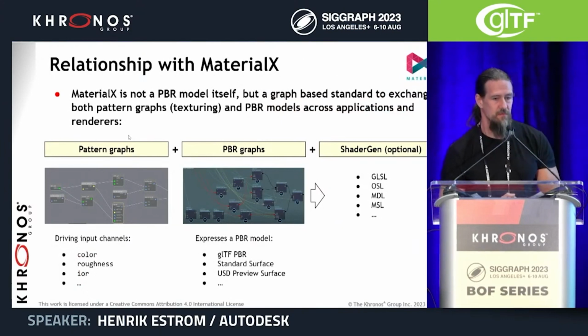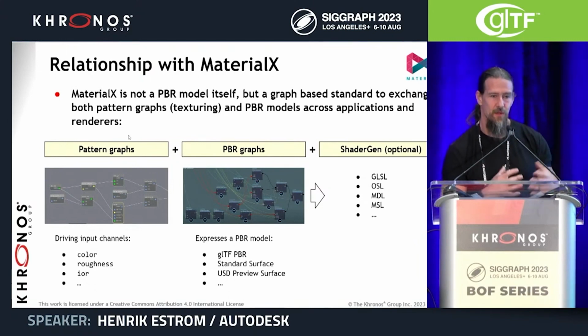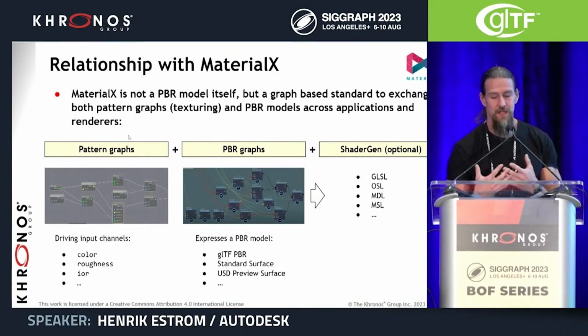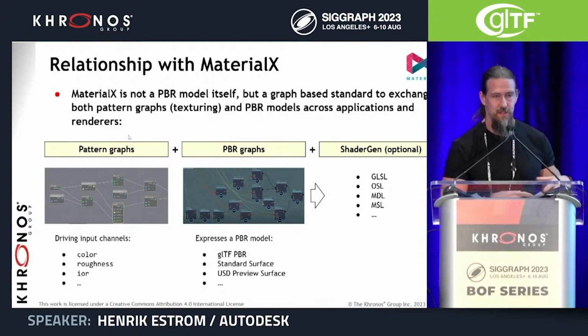So another popular open standard around materials is Material X, but there's a significant difference here. Material X is not specifying a PBR model in itself. It's this flexible graph-based system to describe both patterns, so texturing or parameters, and also a way to express various different PBR shading models. On the left-hand side here, you see a pattern graph, which consists of image nodes and procedural math nodes that drive the input parameters to your shading model, like base color, roughness, IOR, and so on. And that graph could be just one node, like one image texture, but it could also be image texture plus some scale, or it could be arbitrarily procedural networks.